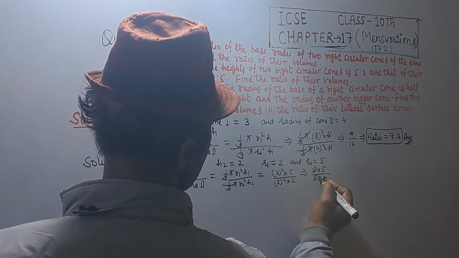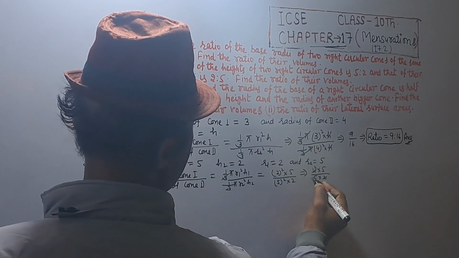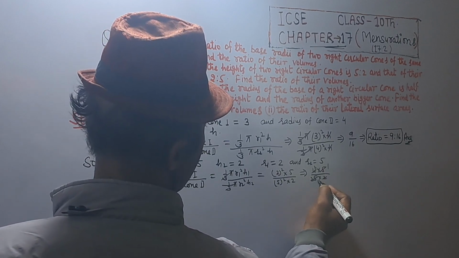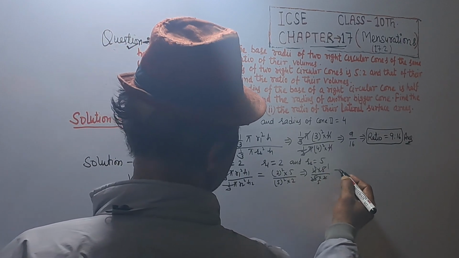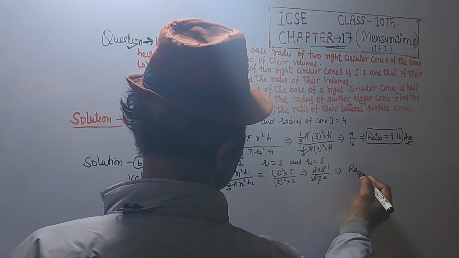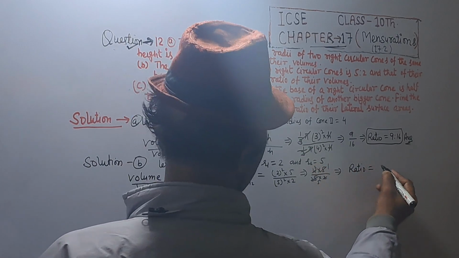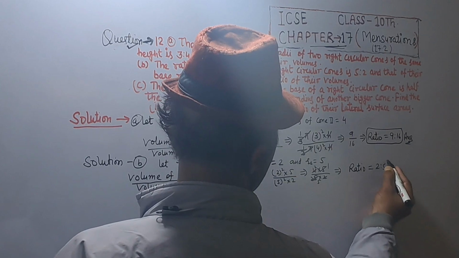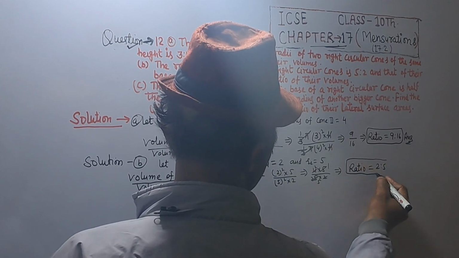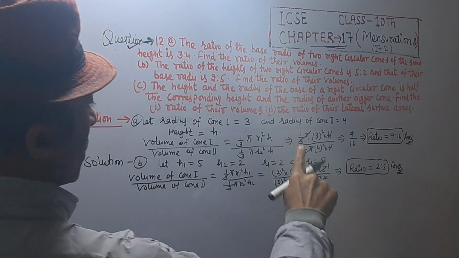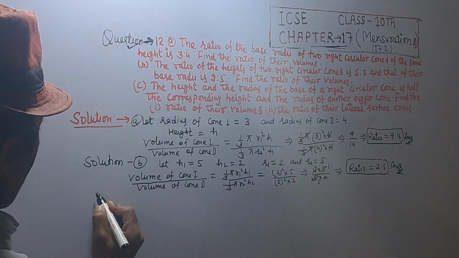2 2s are 4 and 5 5s are 25. 5 1s are 5, 5 5s are 25. So ratio is equal to 2:5. Their ratio equal to 2:5.